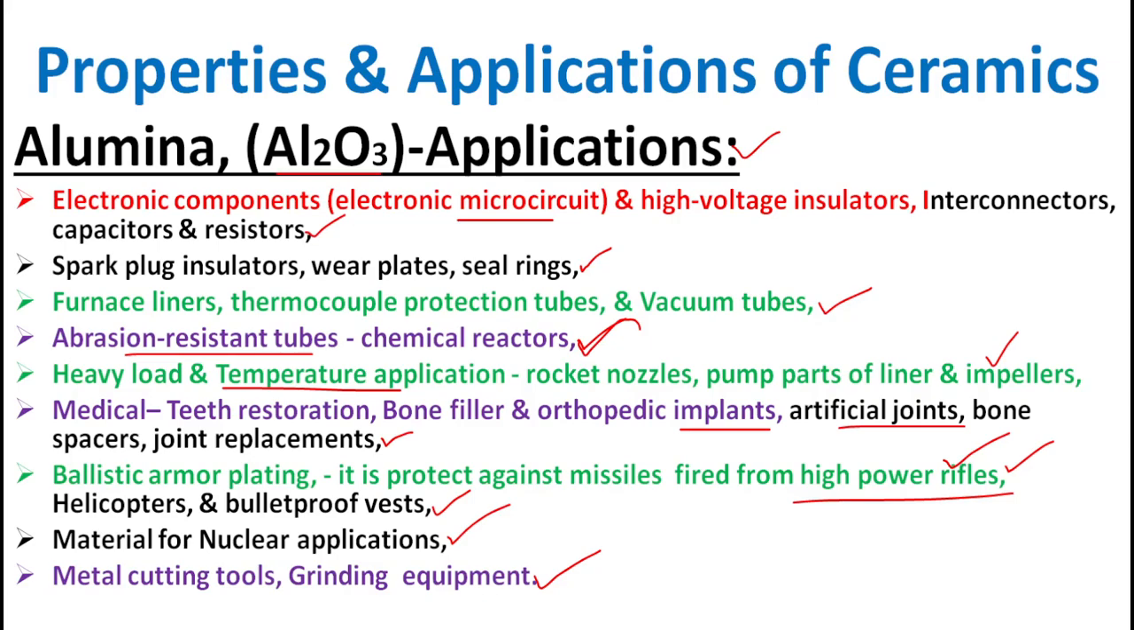capacitor and resistor manufacturing, spark plug insulators, wear plates and seal rings, furnace liners, thermocouple protection tubes and vacuum tubes, absorption resistant tubes for chemical reactors, rocket nozzles, pump parts, liners and impellers. In the medical field: teeth restoration, bone filler, orthopedic implants, artificial joints, bone spacers and joint replacements. Ballistic armor plating protects against missiles fired from high power rifles, used in helicopters and bulletproof vests, nuclear applications, metal cutting tools and grinding equipment.